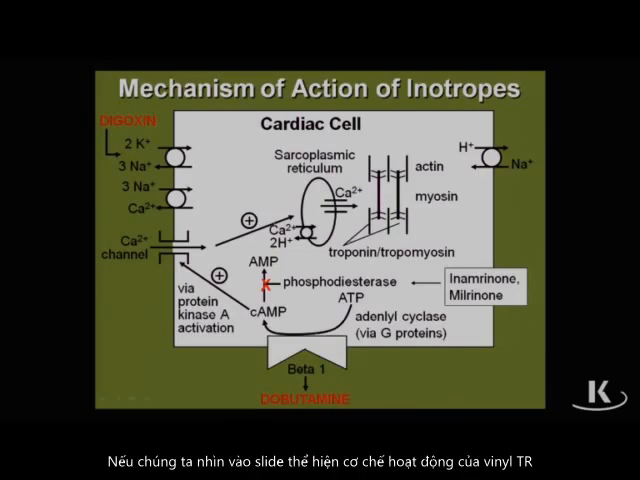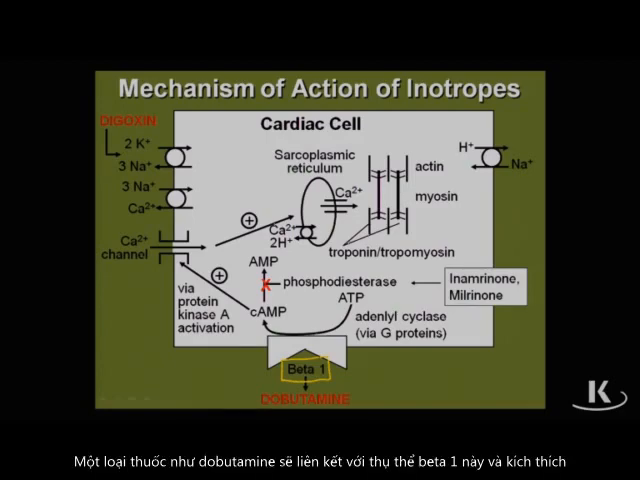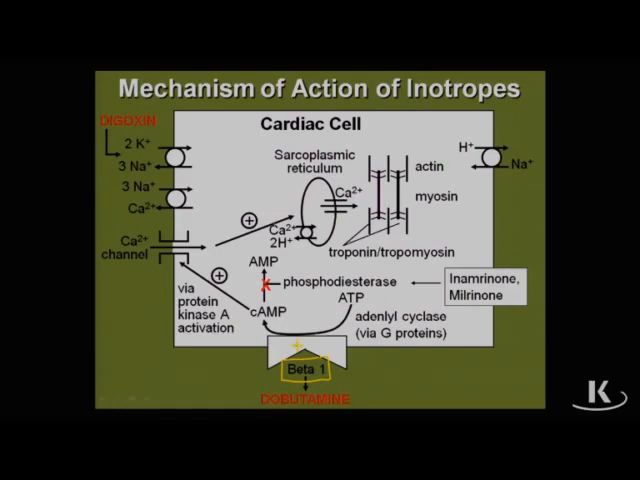If we look at this slide that shows the mechanism of action of inotropes, it's showing you first and foremost a cardiac myocyte. So not a nodal cell here, but a muscle cell. As you look at the muscle cell, I would encourage you to look at the bottom first, the beta-1 receptor. A drug like dobutamine would bind to this beta-1 receptor and stimulate it. Through the Gs coupling of this receptor, I would then expect that adenylyl cyclase would be stimulated through the Gs protein so that cyclic AMP would be increased in this cell.